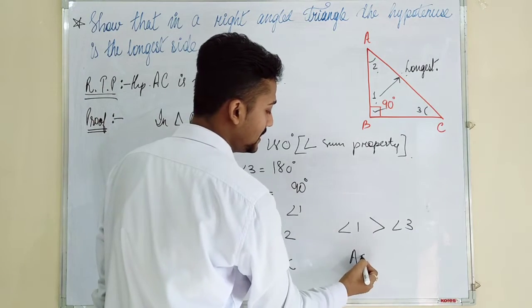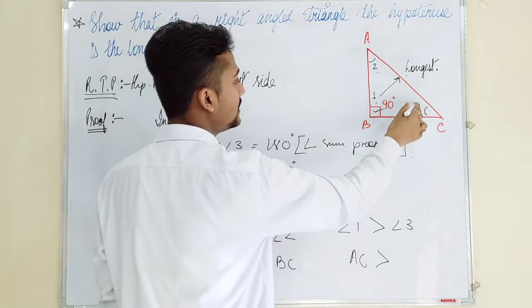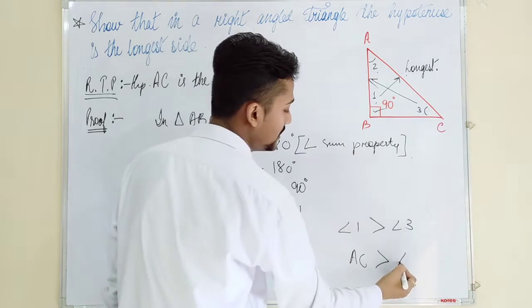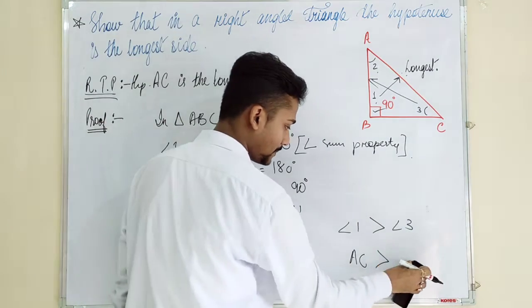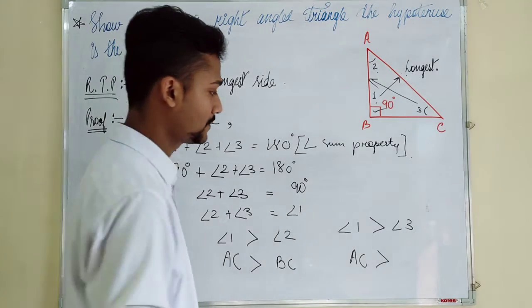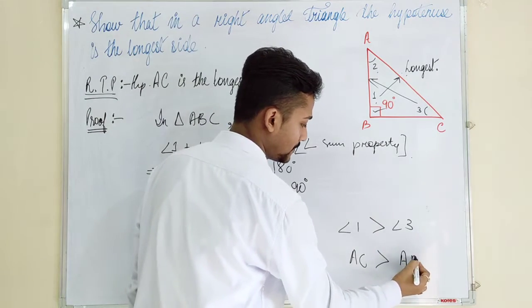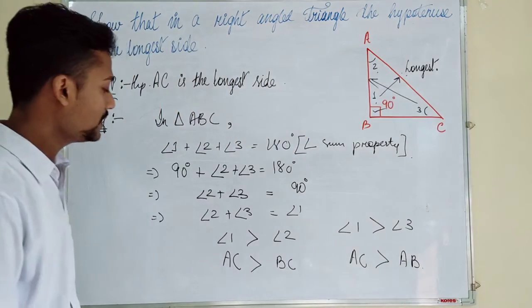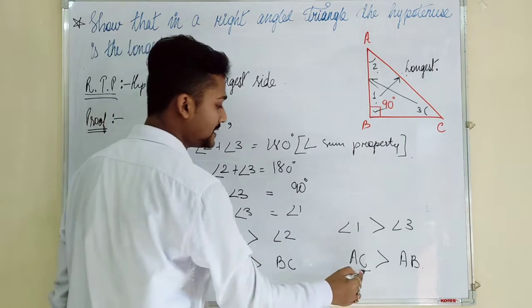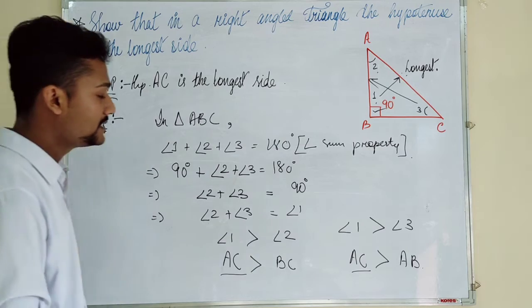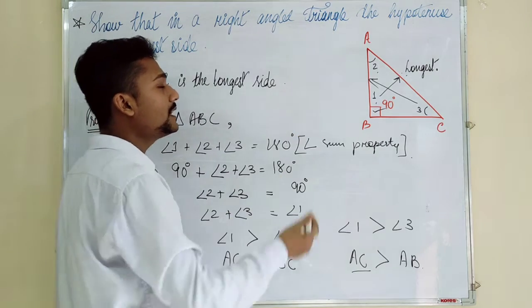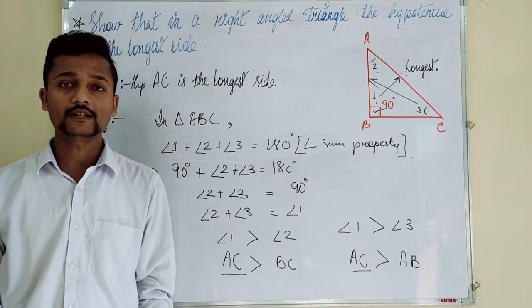Similarly, AC will be greater than AB, opposite of angle 3. From this, what can we conclude? That out of the three sides, AC is the longest side. Therefore, you will write: therefore, AC is the longest side, or you can write hypotenuse AC is the longest side.